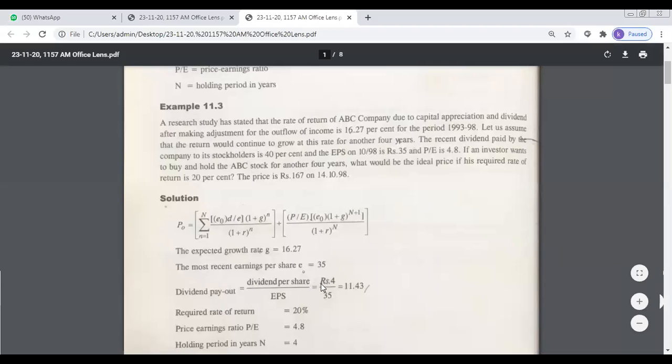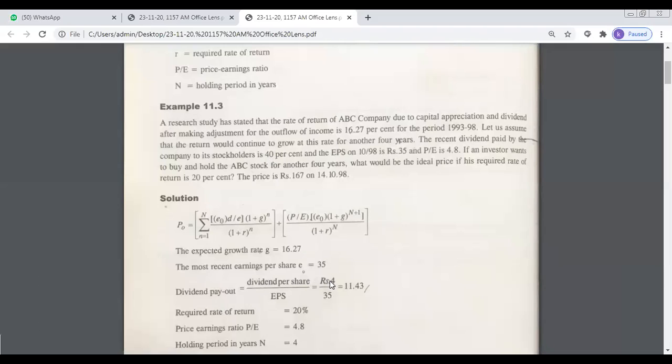How did I get dividend per share? It is the dividend percentage that has been declared here into the face value of the share, that is rupees 4. And how much earnings are available to the shareholders? It is 35. So 4 divided by 35, that means 11.43% is my dividend payout ratio. Clear? Next, the required rate of return mentioned in the problem is 20%.